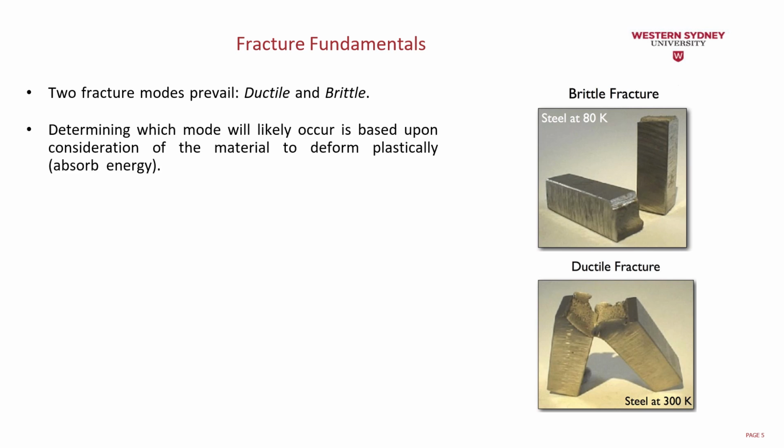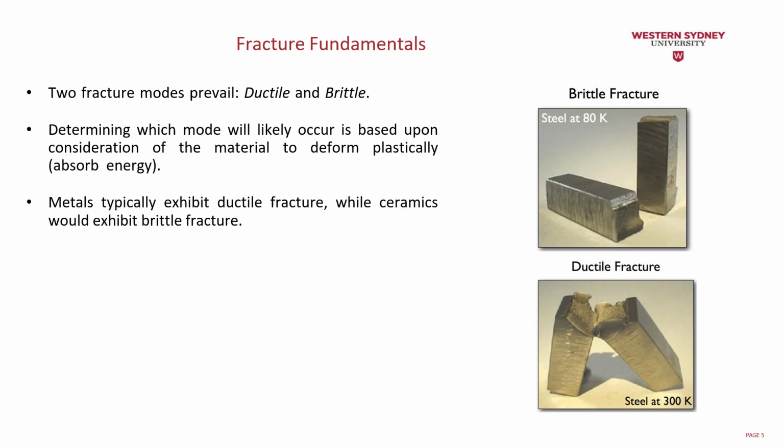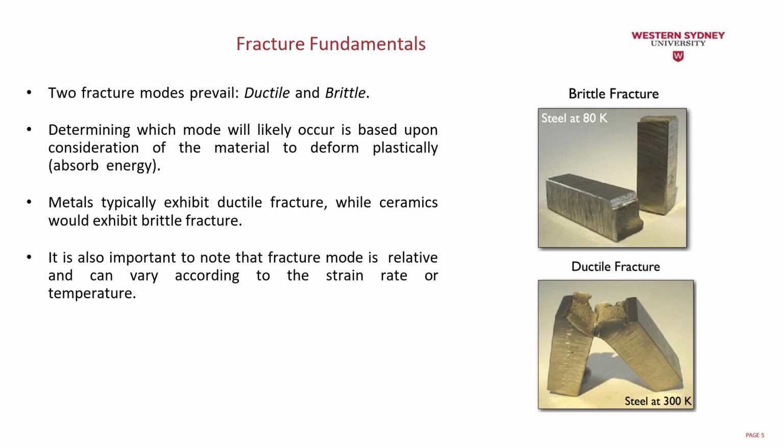Determining which mode is likely to occur is based upon the capability of the material to deform plastically, which mainly absorbs the energy. Metals typically exhibit ductile fracture, while ceramics exhibit brittle fracture. It is also important to know that the fracture mode is relative and can vary according to the strain rate or the temperature.